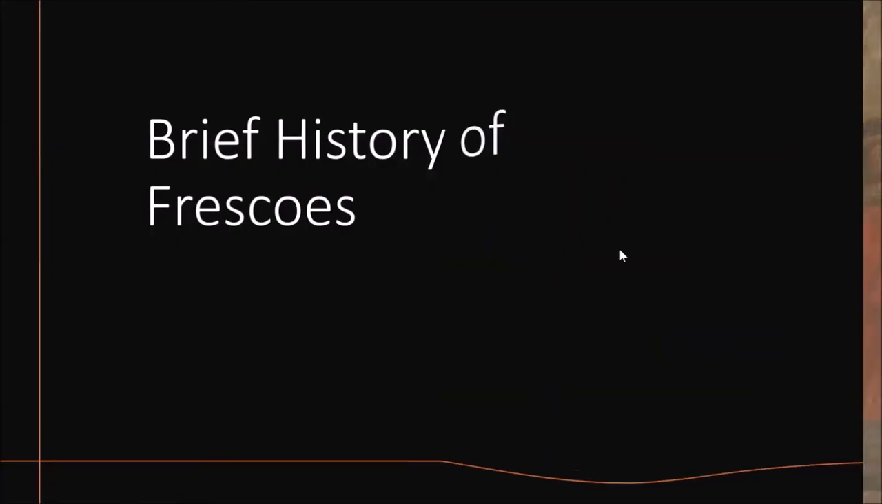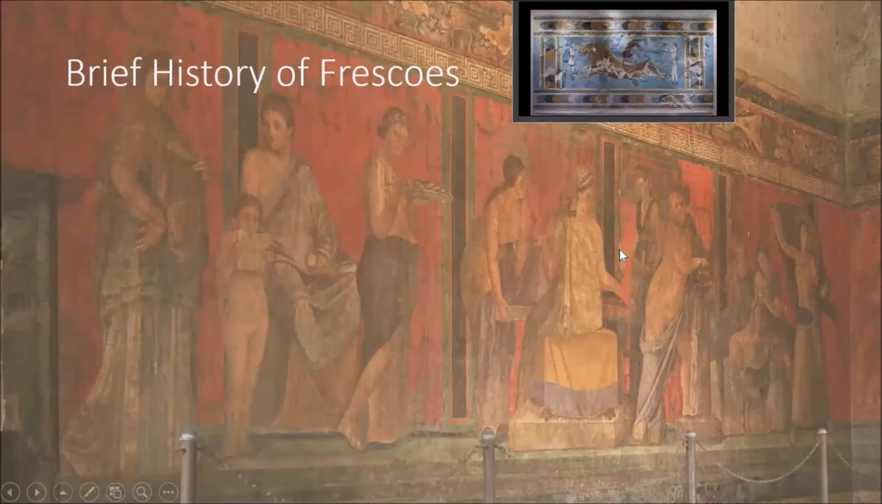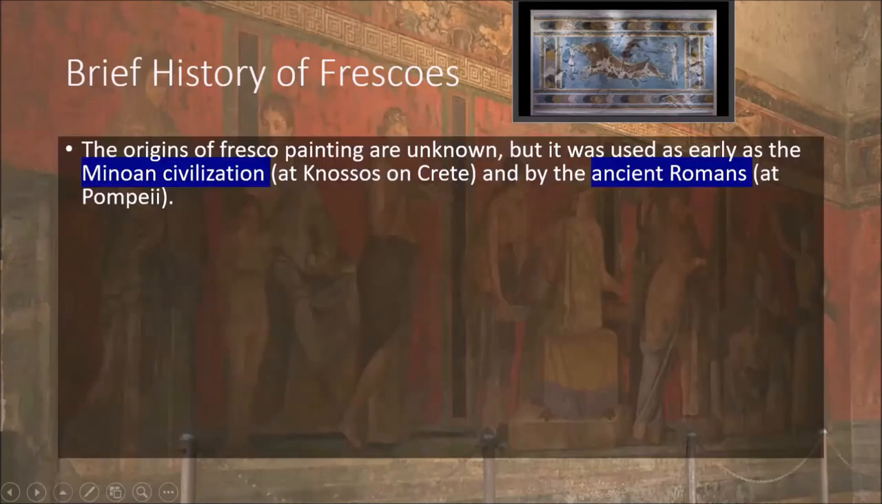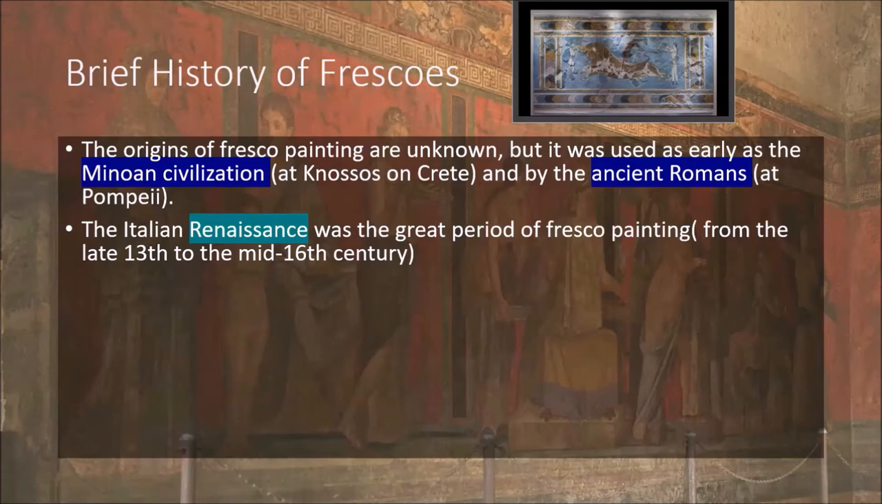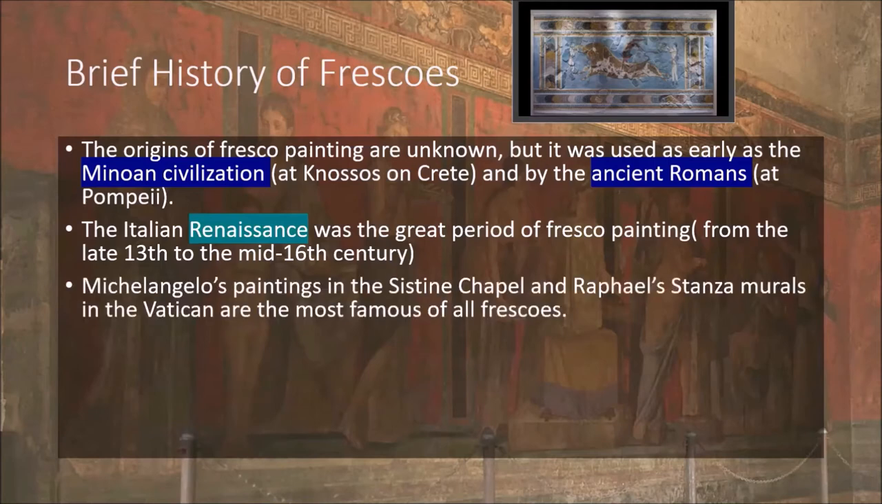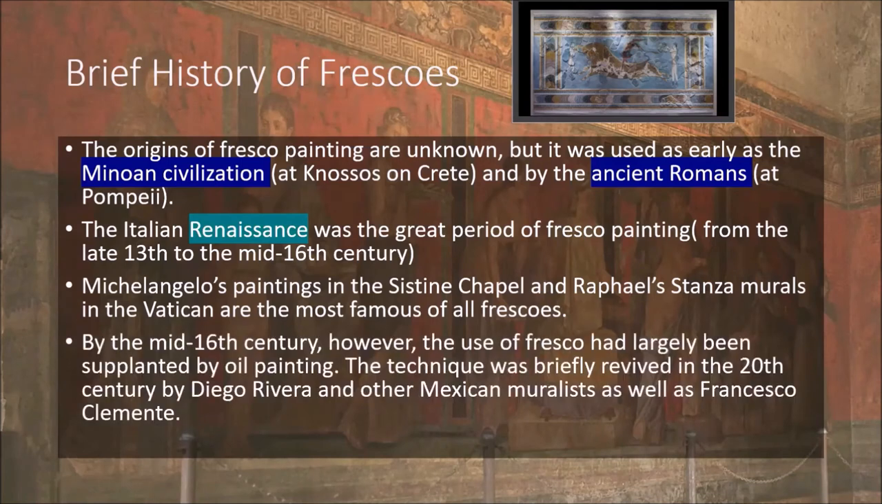Brief history of frescoes. Origins of fresco painting are unknown, but it was used as early as the Minoan civilization and by ancient Romans. The Italian Renaissance was the great period of fresco painting, from the late 13th to mid 16th century, around which time I think the Sistine Chapel and Raphael's Stanza murals in the Vatican were also made. By the mid 16th century, however, the use of fresco had largely been supplanted by oil painting. The technique was briefly revived in the 20th century.